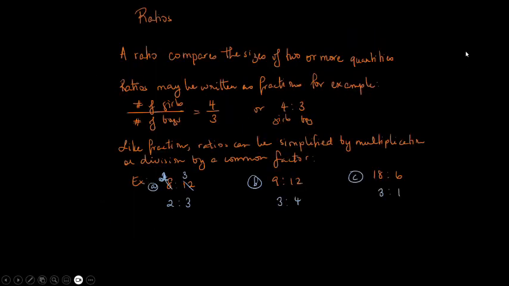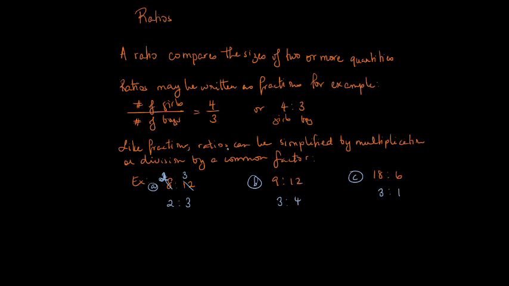Alright, so now we're going to be looking at ratios. A ratio compares the sizes of 2 or more quantities. Ratios may be written as fractions. For example, number of girls divided by number of boys equal to 4 over 3. Or you could write it with a colon between the two numbers to express girls as opposed to boys.